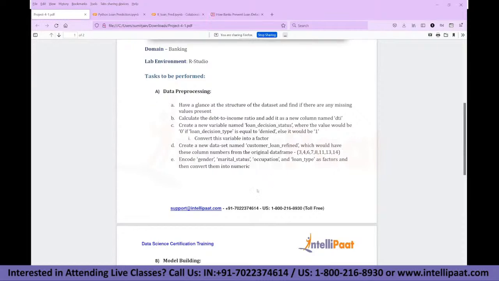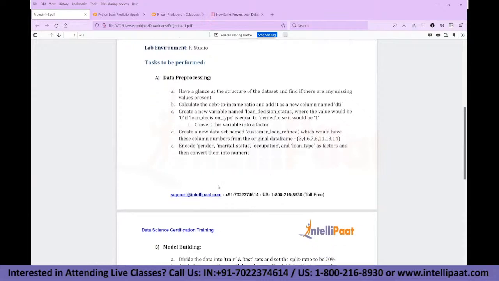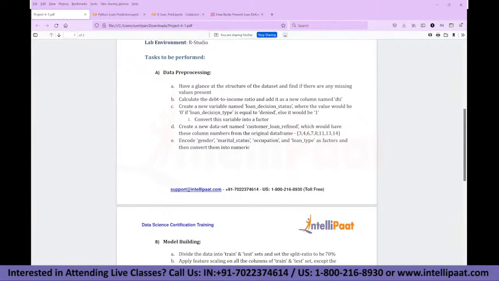Similarly, second is calculating a variable named loan decision status, where the value would be 0 if the loan decision type is equal to denied, else it would be 1, right? So we are converting this variable into a certain factor. This is a predictor variable, where we're trying to predict this only, right? If the value is 0, I am denying the loan, right? If it's 1, then I'm accepting that particular loan, right?